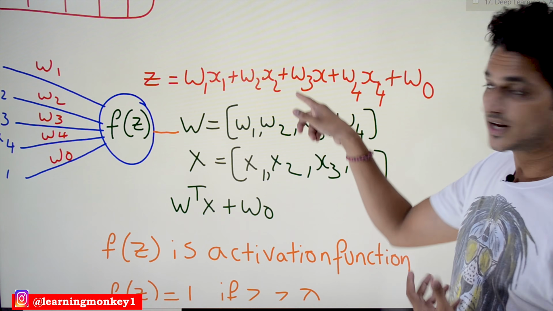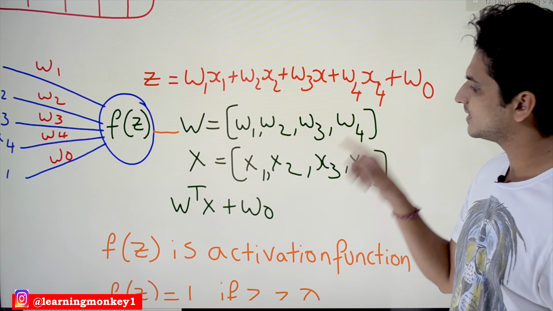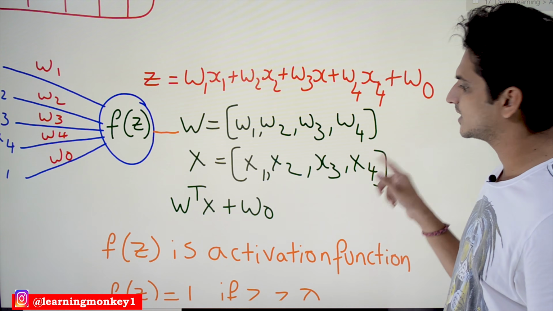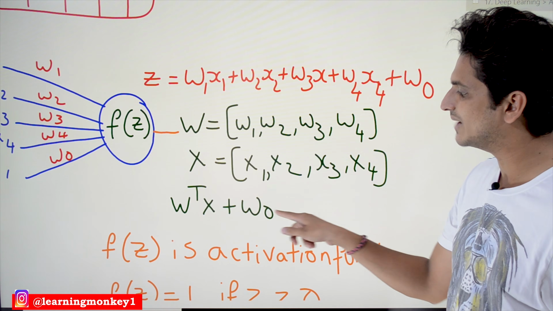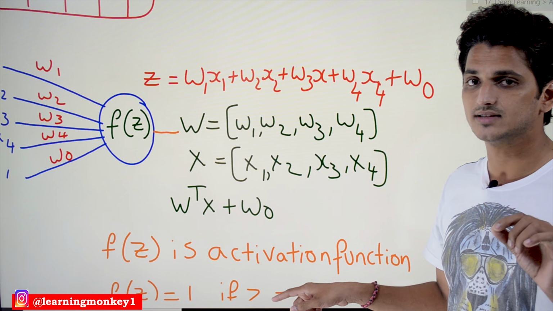This we can write in a short form. W is a vector W1, W2, W3 and W4. X is equal to x1, x2, x3, x4. So Z is W transpose x plus W0. This equation we have already seen in our machine learning classes.